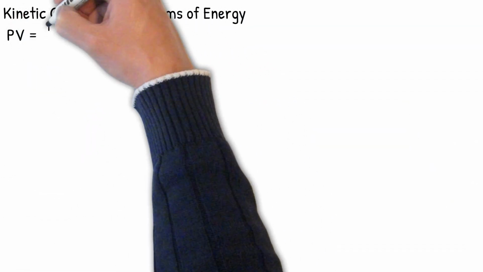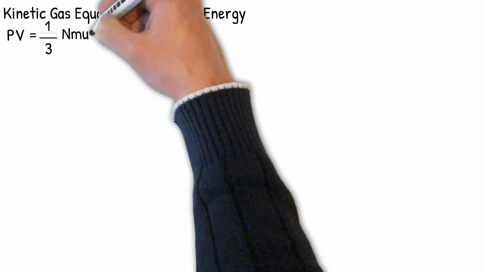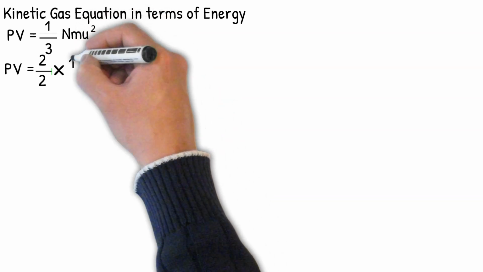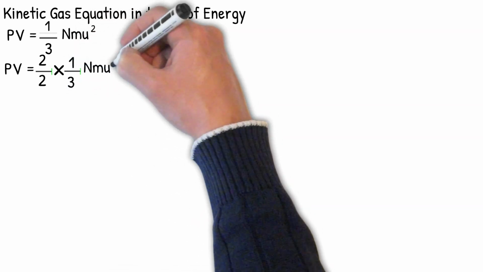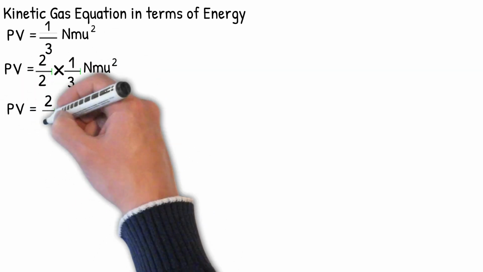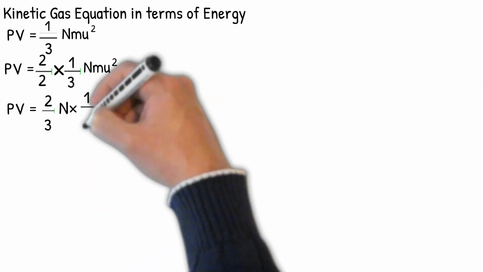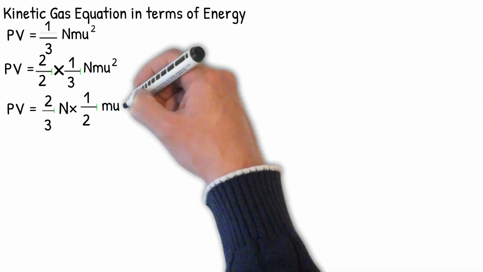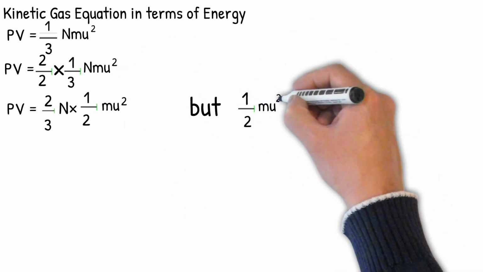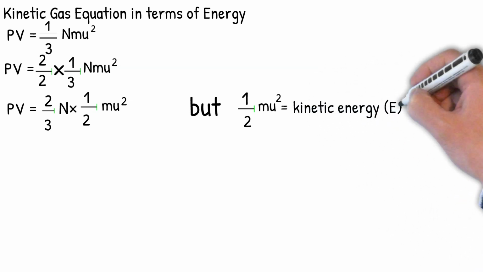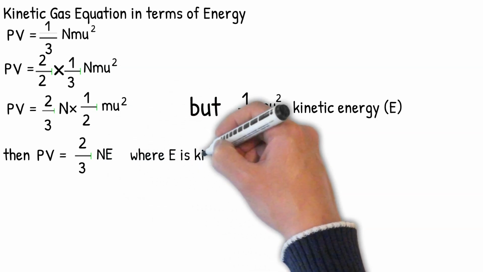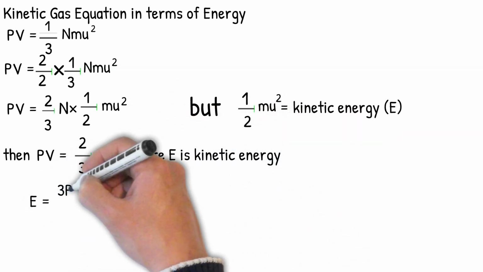Kinetic gas equation in terms of energy. PV equals 1 over 3 nmu². PV equals 2 divided by 2 times 1 over 3 nmu², where these two cancel each other, so it doesn't change the meaning of the equation. Then PV equals 2 over 3 n times 1 over 2 mu², but a half mu² equals kinetic energy denoted by capital letter E. Then PV equals 2 over 3 nE, where E is kinetic energy. Making E the subject, E equals 3PV over 2n.